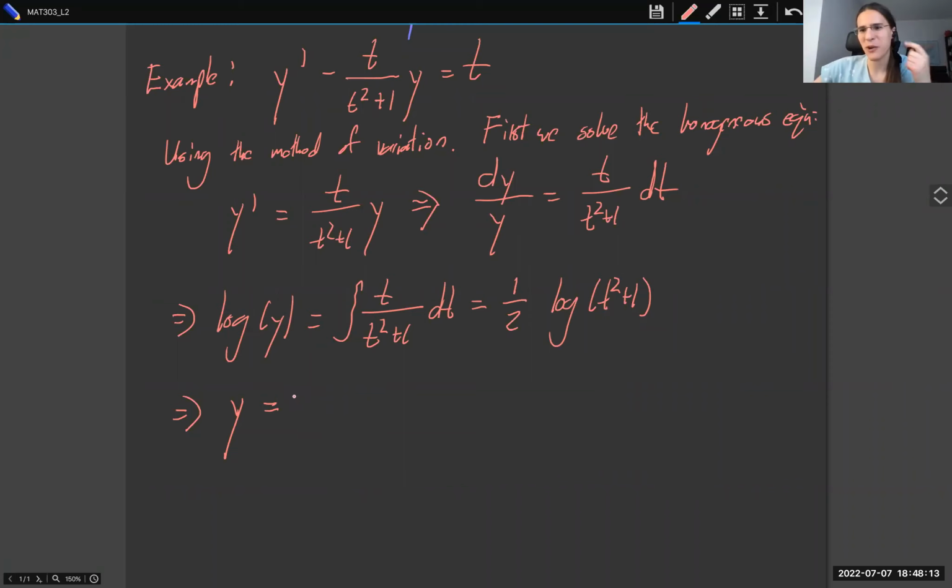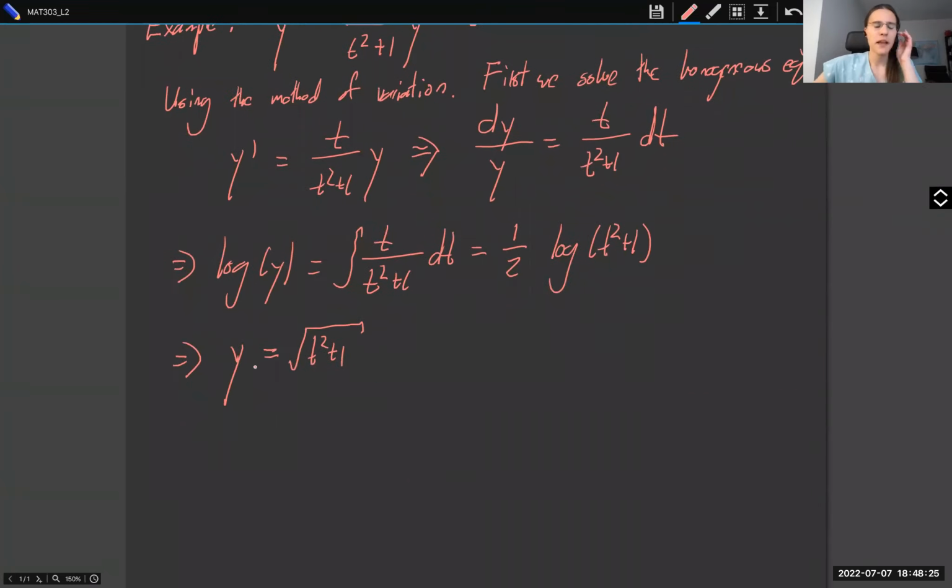In other words, the power of 1/2 is also known as the square root. Good. That's a nice way to write it. So we found a solution of the homogeneous equation, and we will use the ansatz. You know what? Let's call this y1 everywhere.